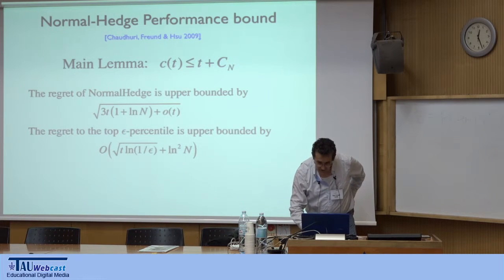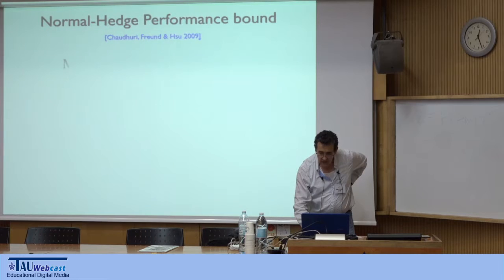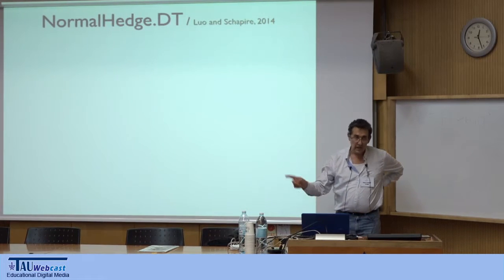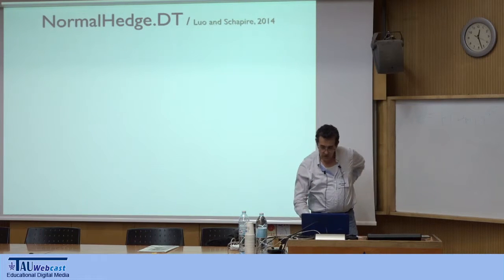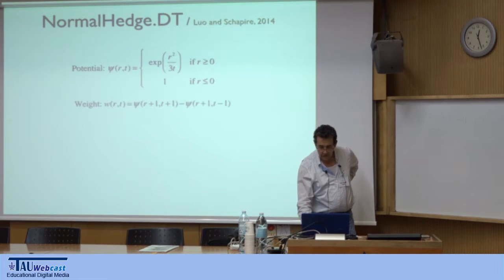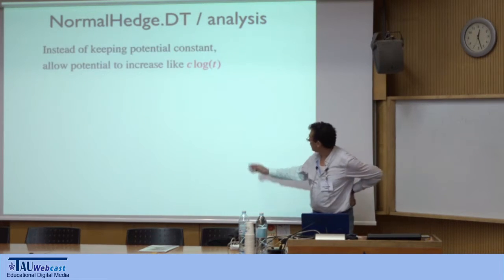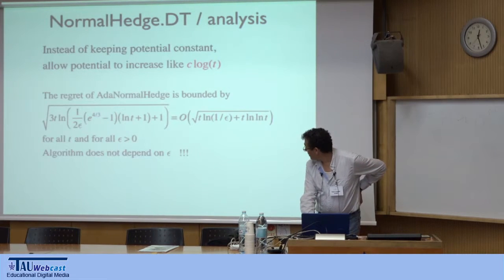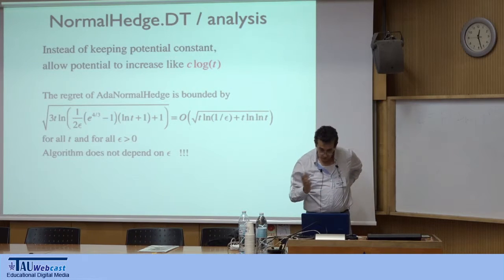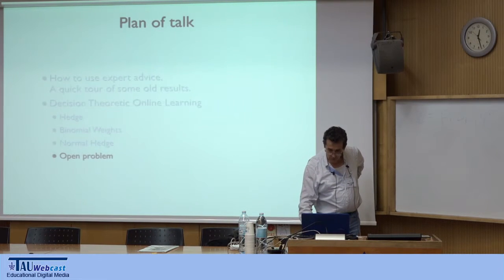So time is up. Okay, let's see. The main thing that is disappointing is that it still has a dependence, even a weak dependence, on n. But a year ago, there was NormalHedge.DT, normal hedge in deterministic time, in which Luo and Schapire showed that by a slight tweaking of the algorithm, you can get a bound that is completely independent of n. So they got a bound like this. Now there's no dependence on the number of experts, so you can completely use it on continuous experts, but it's still discrete time, and that's what I don't like about it.